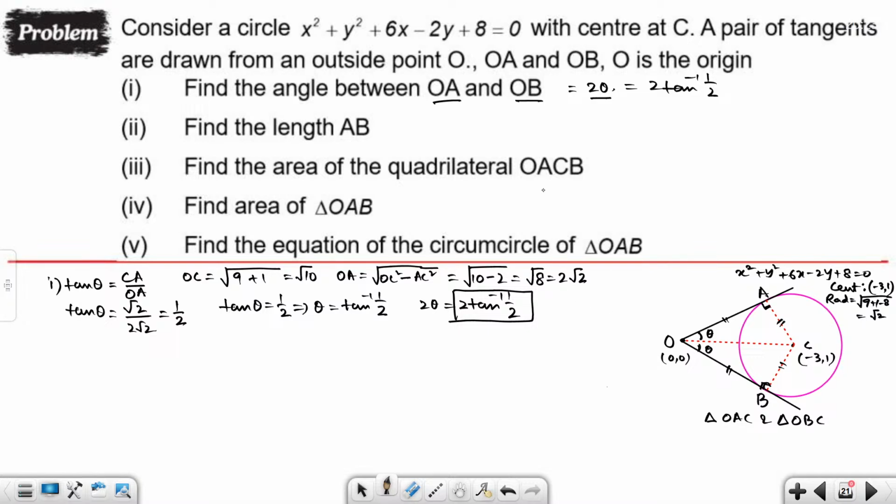Okay. Now we have to find out the length of AB. What is AB? Let me join AB. Let me change the color of the pen, and let me draw AB. Okay. We have drawn AB. So now we have to find out what our AB is. How to find out the length AB?